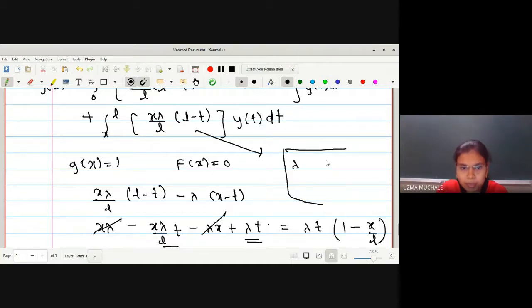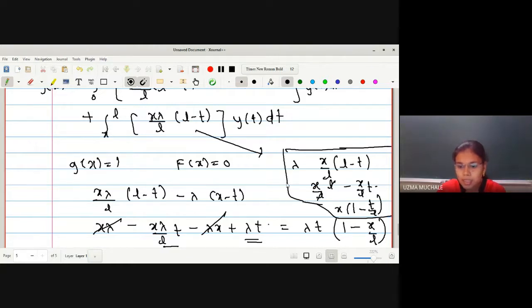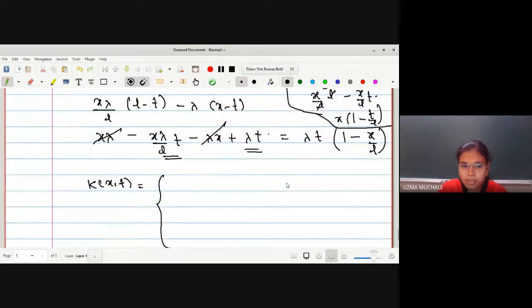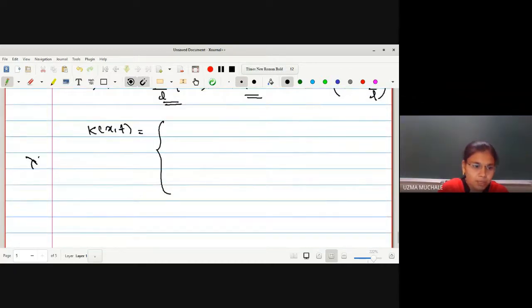If we take lambda outside, it will be x upon L into L minus t. So if x upon L is multiplied inside, L gets cancelled, minus x upon L into t. So now we can have x common. This is simply x, no? This will be x minus t upon L. This is x minus t upon L, and the first one is t into 1 minus x upon L.